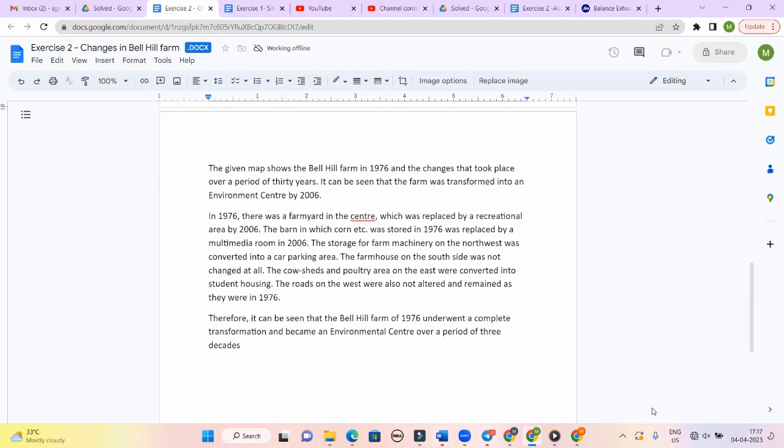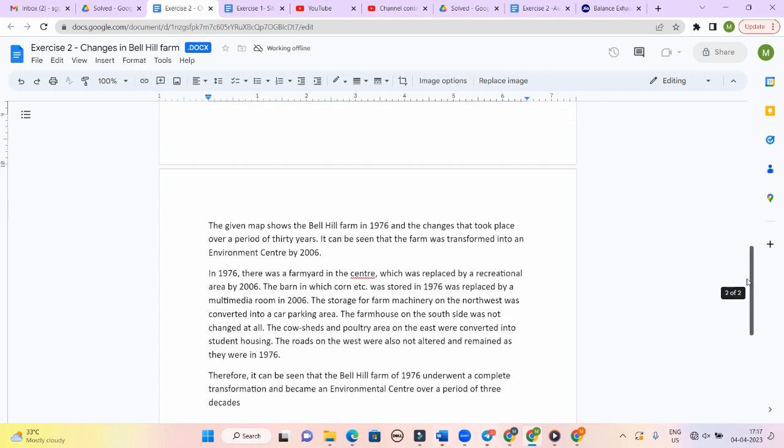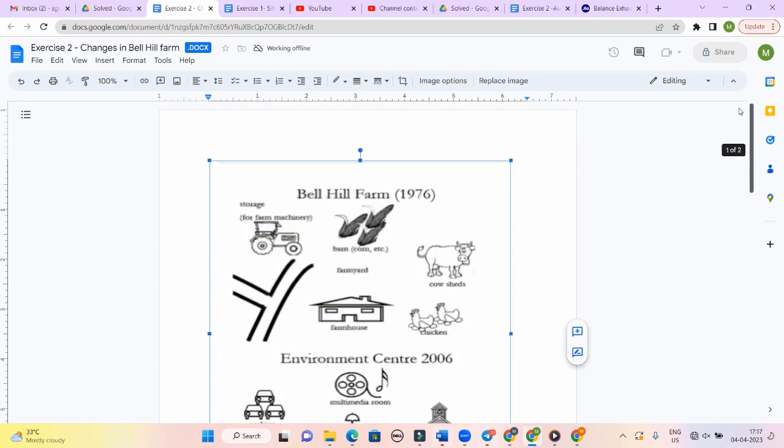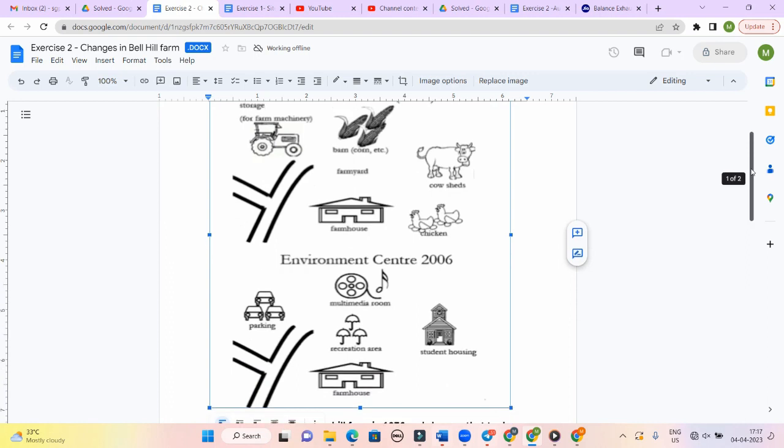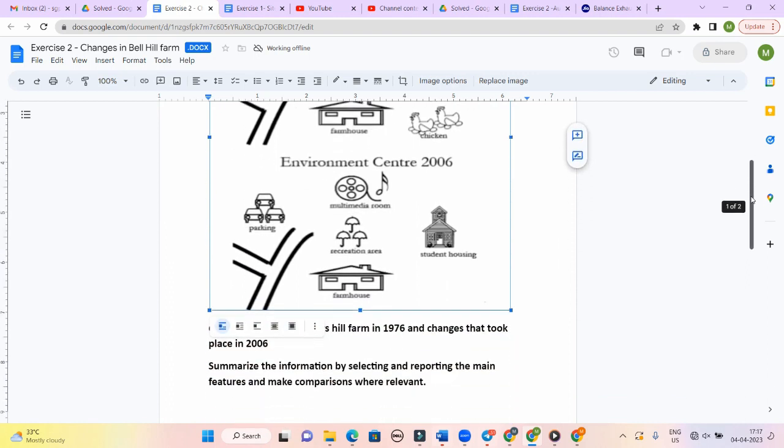Now coming to the next part, therefore, it can be seen that the Bell Hill Farm of 1976 underwent a complete transformation and became an environmental center over a period of 3 decades. So this is the conclusion. You can write it in this way. This is a simple depiction. Not much has to be added from your side. You just have to write it as it is given. I hope you understand the map report writing.